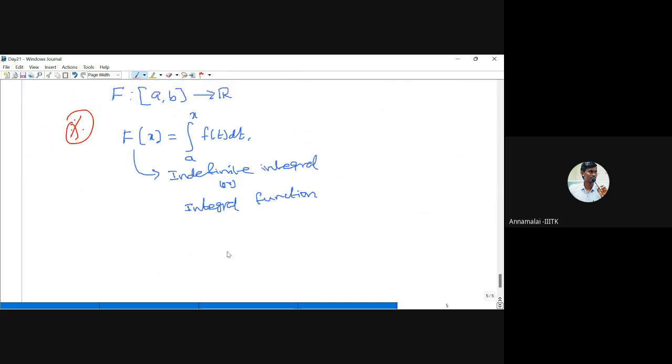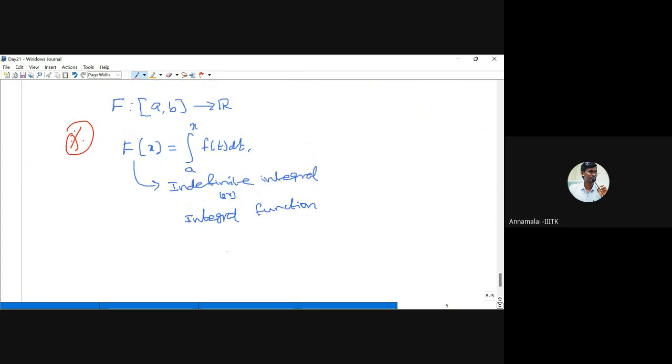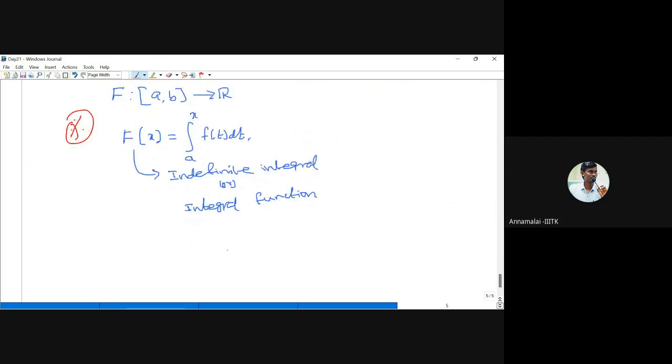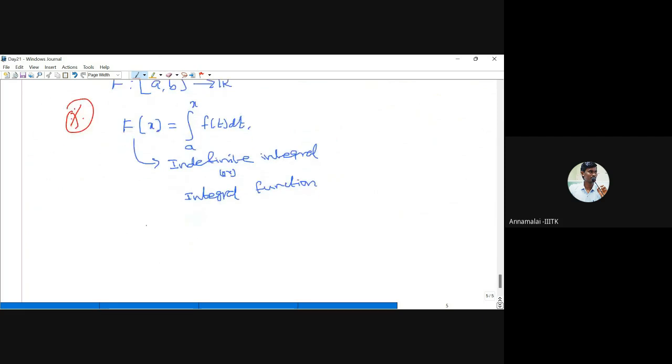This capital F is always a continuous function. We can easily prove that it is continuous using the epsilon-delta definition. We have to find the modulus of capital F of x minus capital F of y, and prove it is less than epsilon whenever mod x minus y is less than delta.